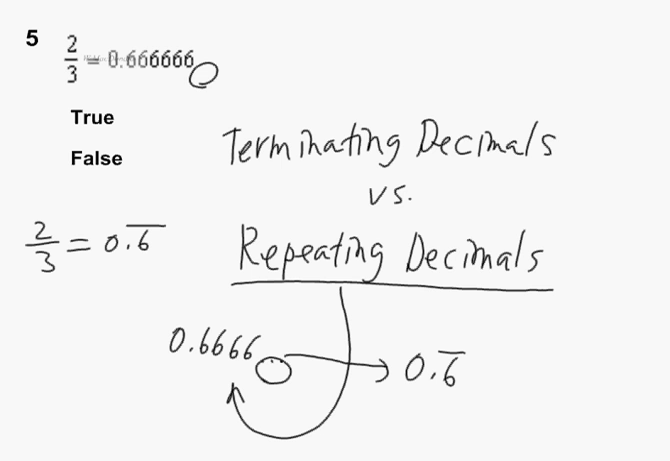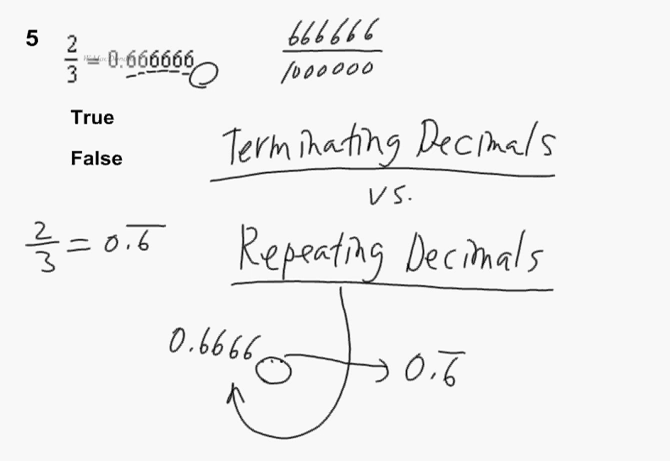Now because this doesn't show an ellipsis and there is no bar notation, this is actually 666,666 millionths, right? It's a terminating decimal. And a terminating decimal means a decimal that ends. And most of the decimals that we've ever dealt with are decimals that end. For example, a half is equal to 0.5. This is a decimal that ends. It doesn't repeat the 5 forever. Whereas 2/3, if I look at it, it does repeat the 6 forever, and therefore it's repeating, and we use bar notation. So the answer for this one is false.